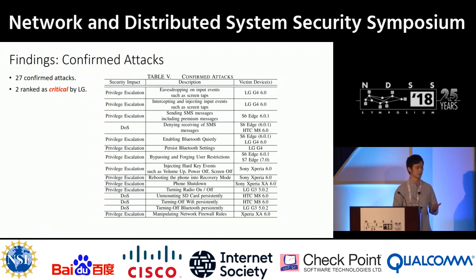Okay, last, let's see some findings which are confirmed attacks. We picked the instances for which we have the actual device and confirmed 27 actual vulnerabilities that can be used to conduct attacks. And we reported those attacks to the corresponding vendors. Over 20 of them were acknowledged and reproduced by them. Two are ranked as critical by LG. The first one allows eavesdropping on input events such as screen taps, and the other one allows intercepting and injecting input events such as screen touches. So we can see we actually found some very dangerous vulnerabilities.